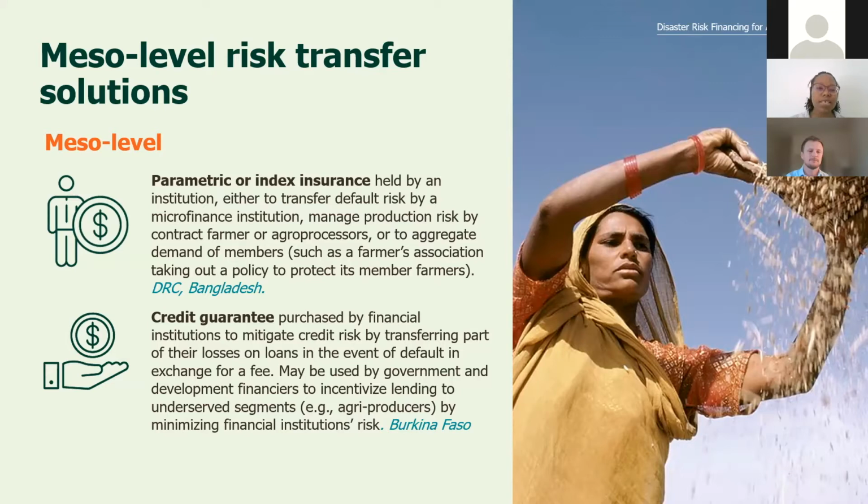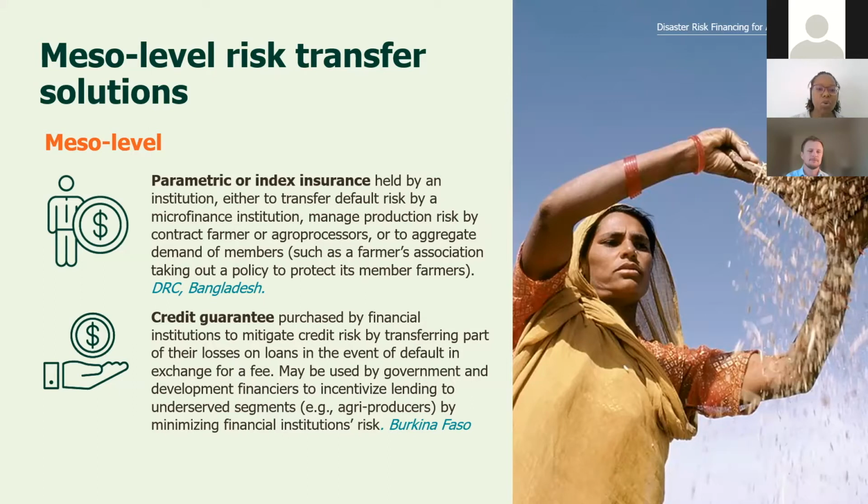The first is parametric or index insurance. This is an index insurance policy that is held by an institution. This could be a financial institution, for example, to transfer default risk. This could be an agro processor or agro dealer, contract farmer to manage production risk.